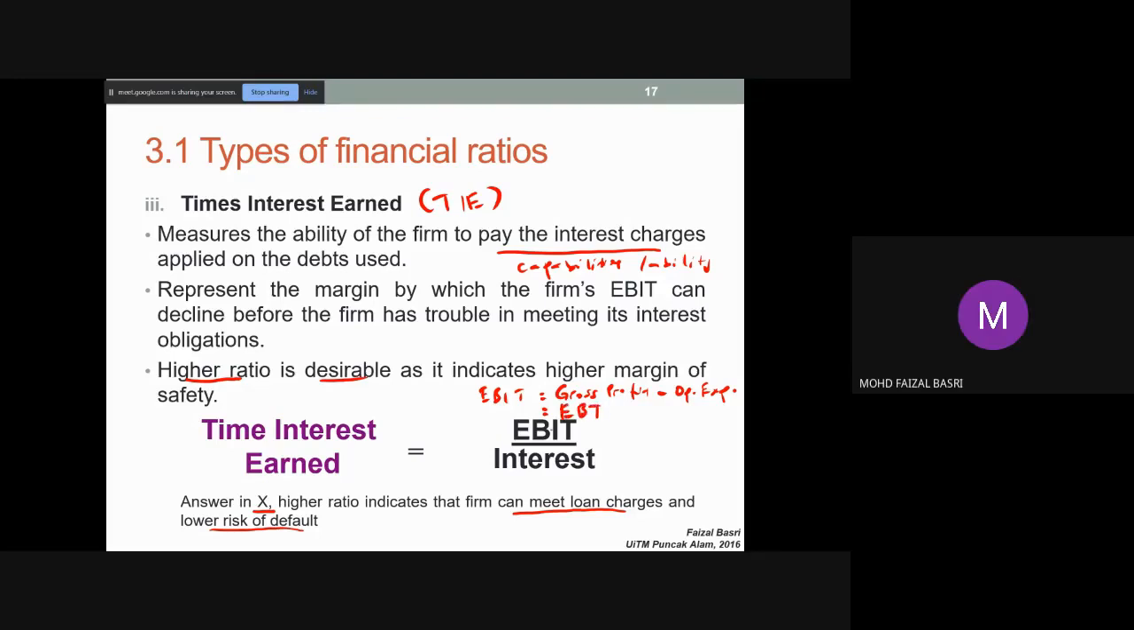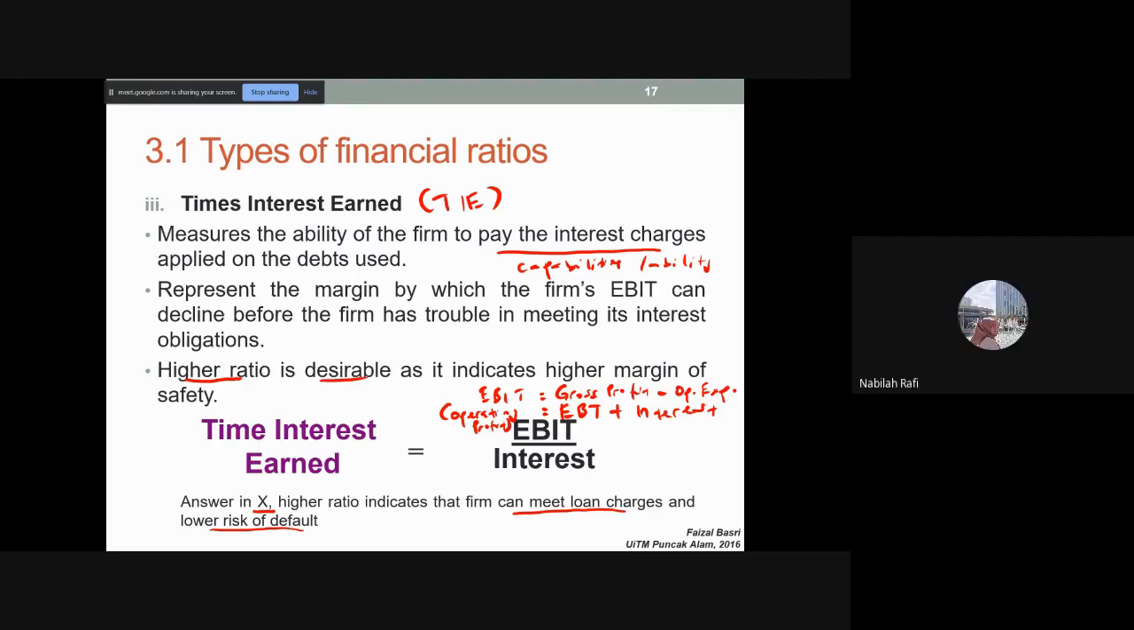Okay, don't get confused. EBT and EBIT are two different profits. For EBT, we have already deducted interest. So in order to get EBIT, we just add back the interest. Okay, and if you remember, I said 2 weeks ago, earning before interest and taxes is sometimes also known as operating profit. Okay, so some areas might use operating profits. It's basically the same as earning before interest and taxes.